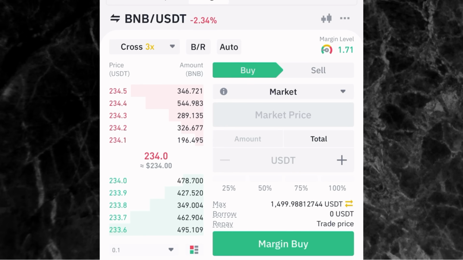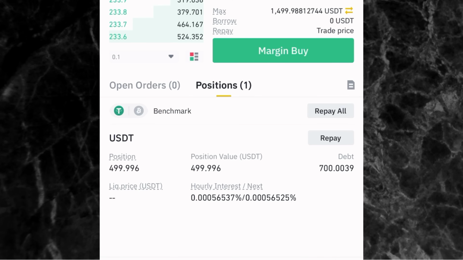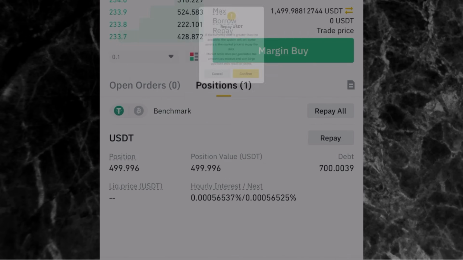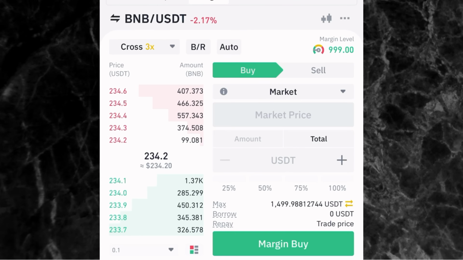Now, before I take an actual trade, I'm going to repay this debt now, and then I'm going to borrow while taking the trade, which is the second way you can borrow. So let's repay this debt now. To repay this debt, just come here to where you have repay right here and tap on repay and tap on confirm. So just like that, we've repaid our debt and we don't have any debt again.